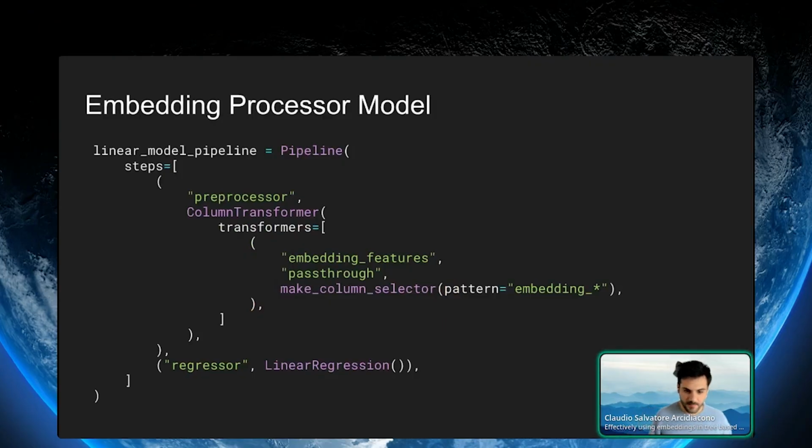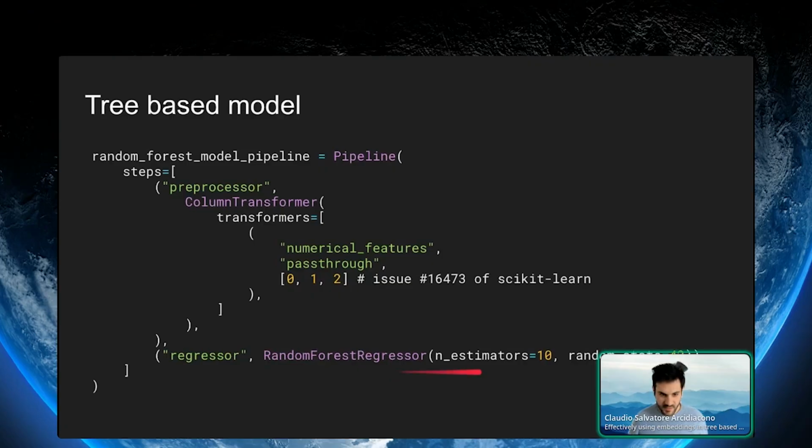Here I'm defining the linear model pipeline. Maybe the code looks complex, but the only thing that I'm doing here is specifying in this line which columns I want to include in my linear model. And what I'm saying is that I only want the embeddings columns in my linear model. And here I'm instantiating my linear model in a very similar fashion. Here I'm instantiating my tree-based model, and I'm doing essentially the opposite of what I did in the previous step.